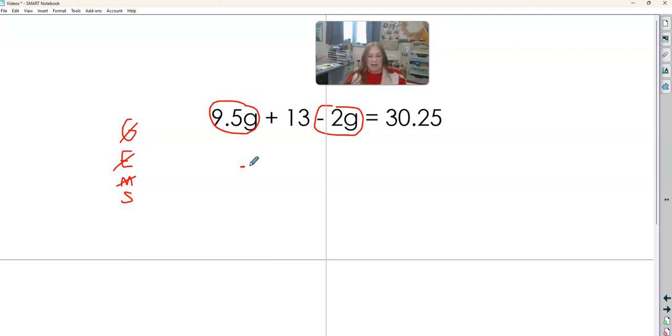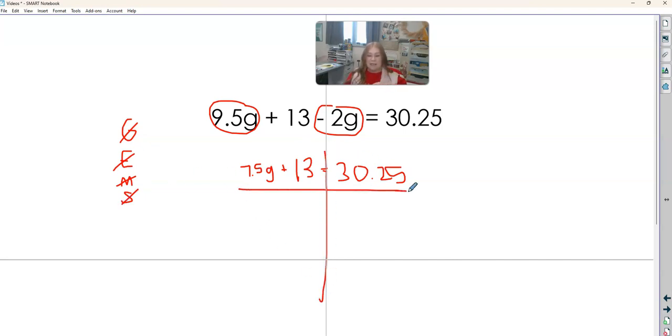I can simplify that to 7.5 G's plus 13 equals 30.25. So now I can't put 7.5 G's and 13 together. They are not the same. So now we're going to balance and we need to work backwards to that. So we're going to start with our subtracting or adding. So we have an adding problem here. So we need to do the opposite of that, which is to minus 13. And if I do it to this side, I have to do it to this side here.